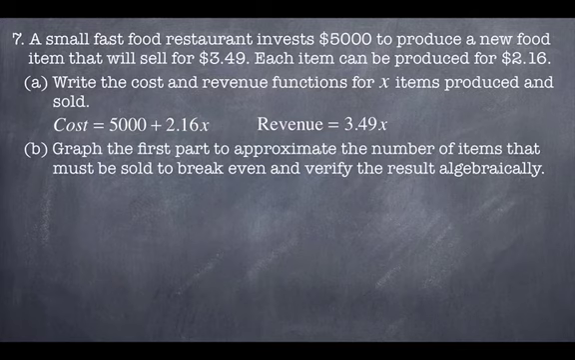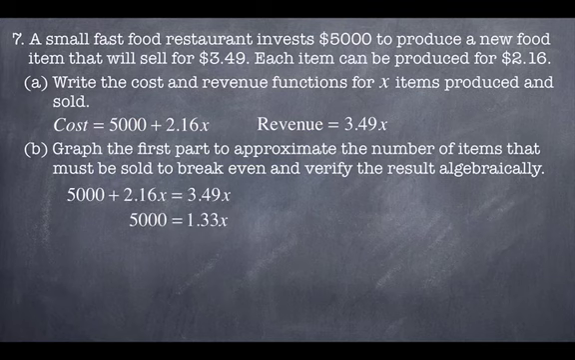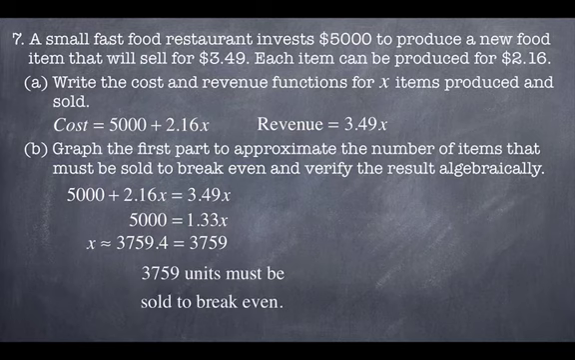So part B says graph the first part to approximate the number of items that must be sold to break even and verify the result algebraically. I'm going to switch the order. First we'll do this algebraically. So in order to find out where we break even, we have to set the cost and revenue equal to each other. That's why we have this equation. Solve for X. The algebra is really easy. You have a calculator as well. Divide both sides by 1.33, and you get the following. So to answer the problem, you need to sell 3,759 units to break even.